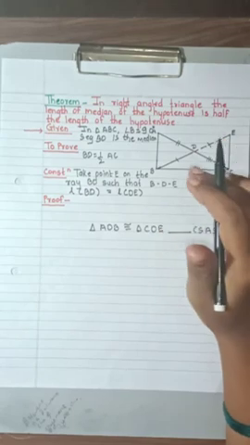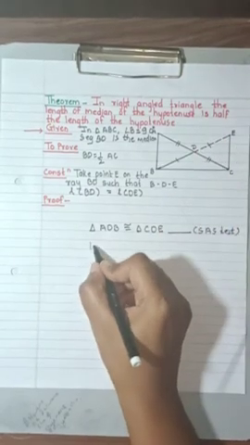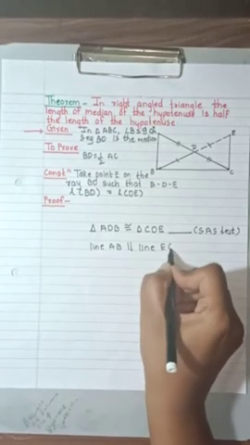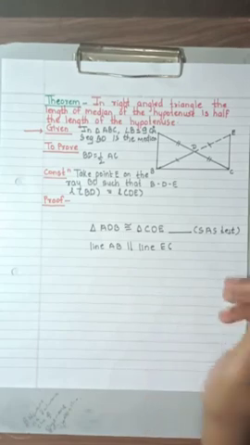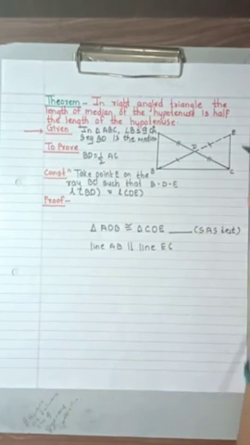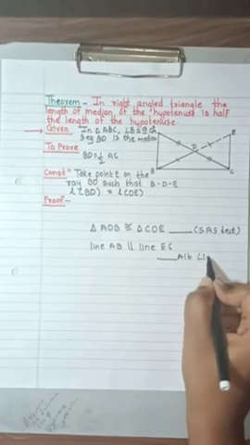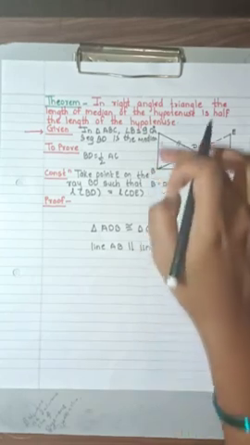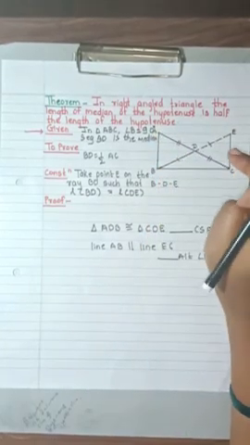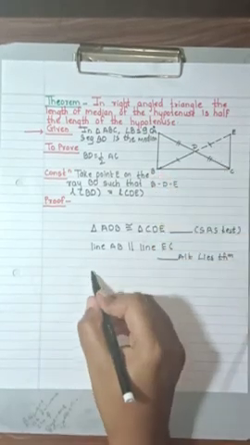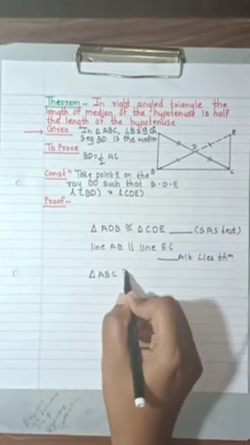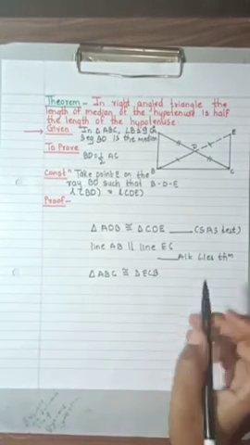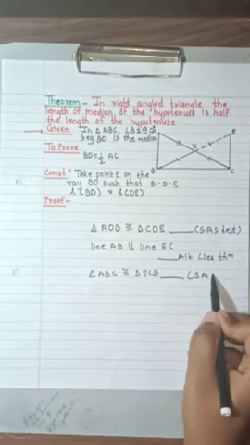Now after this you will be proving that line AB is parallel to line EC. See, this AB is parallel to EC by the alternate angles theorem. And then you will get that triangle ABC is congruent to triangle ECB. As both triangles are congruent, by which test? They will also be congruent by SAS test.